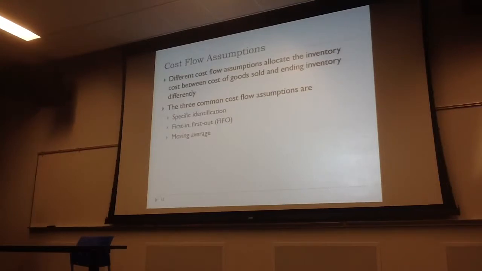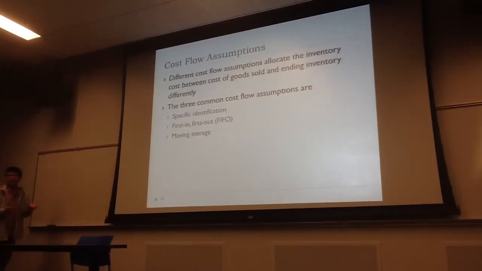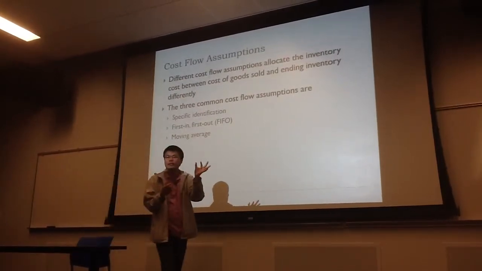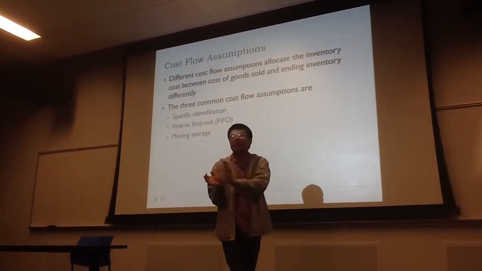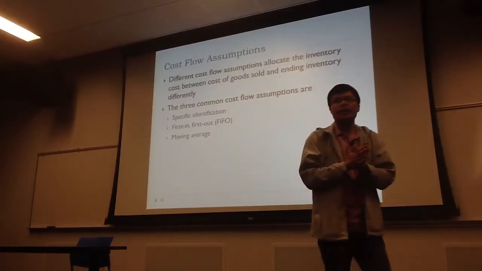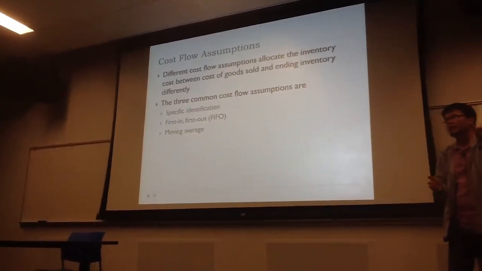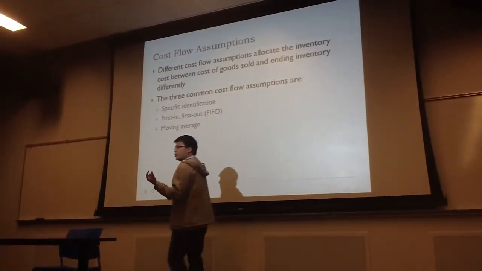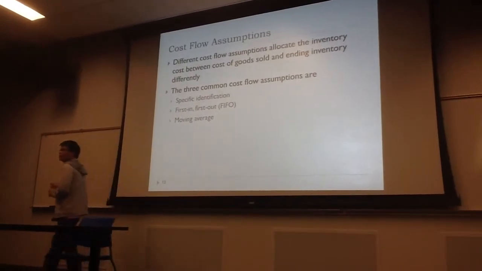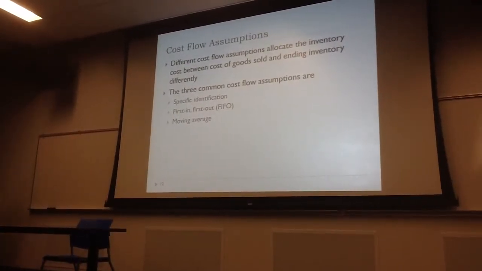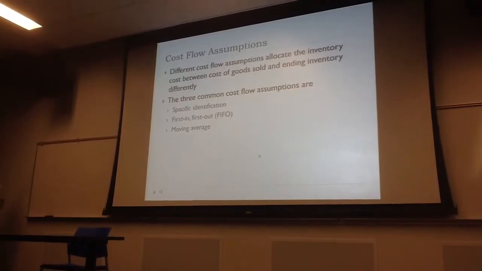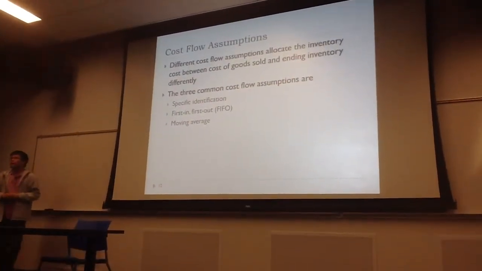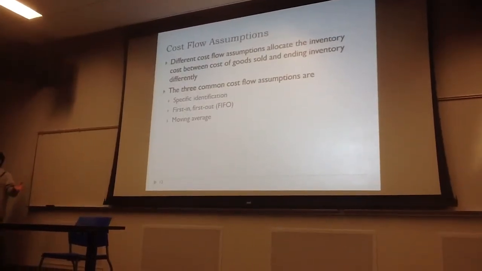So as you can see, the main idea of the cost flow assumption is to allocate the cost or to separate the amount as the cost of goods sold and the ending inventory. Okay. So should we put down $10 as the cost of goods sold or should we put down $10 as the inventory? Okay, so that is the main question that we're going to solve by the use of the cost flow assumption. And in particular in accounting under IFRS, we have 3 different cost flow assumptions that we are able to use. Which one to use again depends on the company itself.